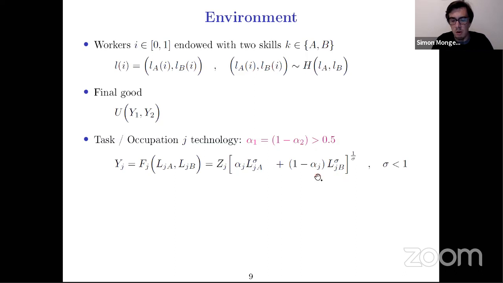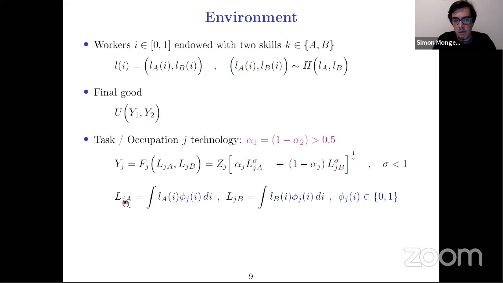So what are these aggregate allocations of skills? The aggregate allocation of skill A to occupation j, I'm just going to add up all of the skill A of all of the individuals working in occupation j. Skill B, I'm going to add up all of their skill B. This phi is an indicator which tells me whether individual i is allocated to occupation j or not, and the same here.